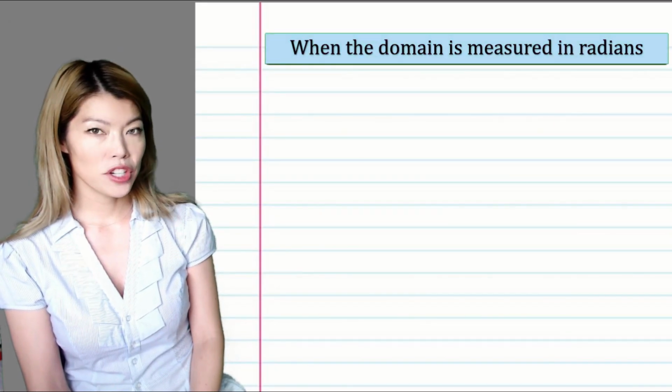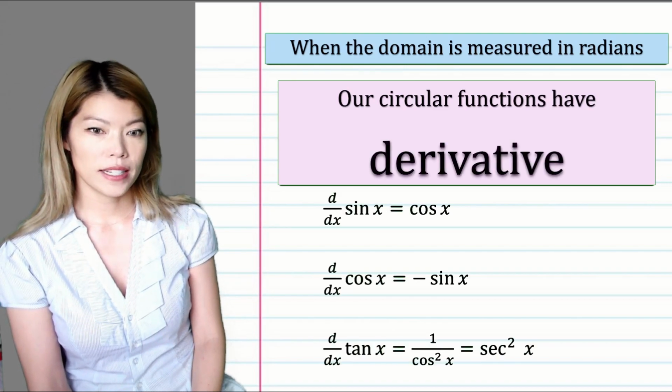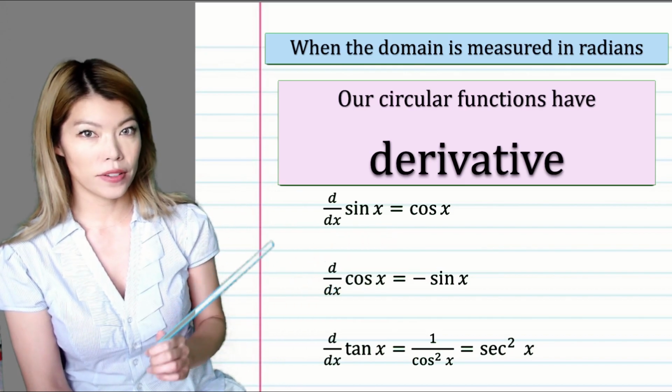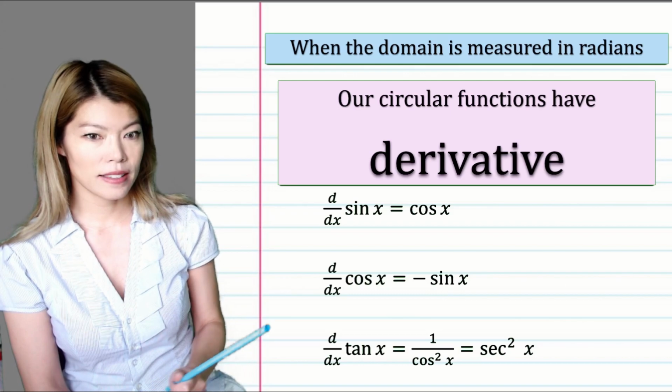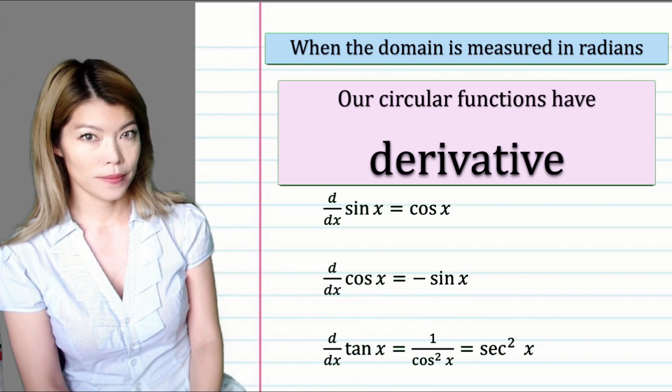When the domain is measured in radians, our circular functions have derivatives. We're going to look at these three today. The derivative of sine x is cos x, the derivative of cos x is negative sine x, and the derivative of tan x is 1 over cos squared x, or sec squared x.